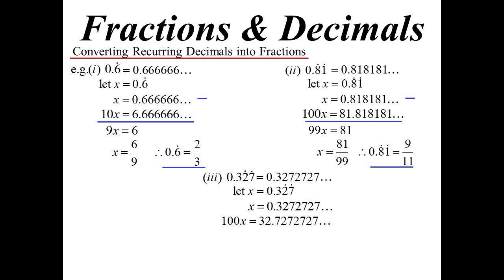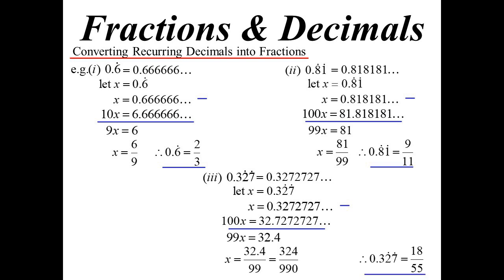I can do a subtraction, and I get 99x is 32.4. So x is 32.4 on 99. We don't normally see decimals inside fractions. That's unusual. Okay? Like, we either use a decimal or we use a fraction. We don't use both at the same time. So I multiply top and bottom by 10, and I get 324 on 990. Simplifies down, that one's 18 on 55. That's the way mere mortals do it.